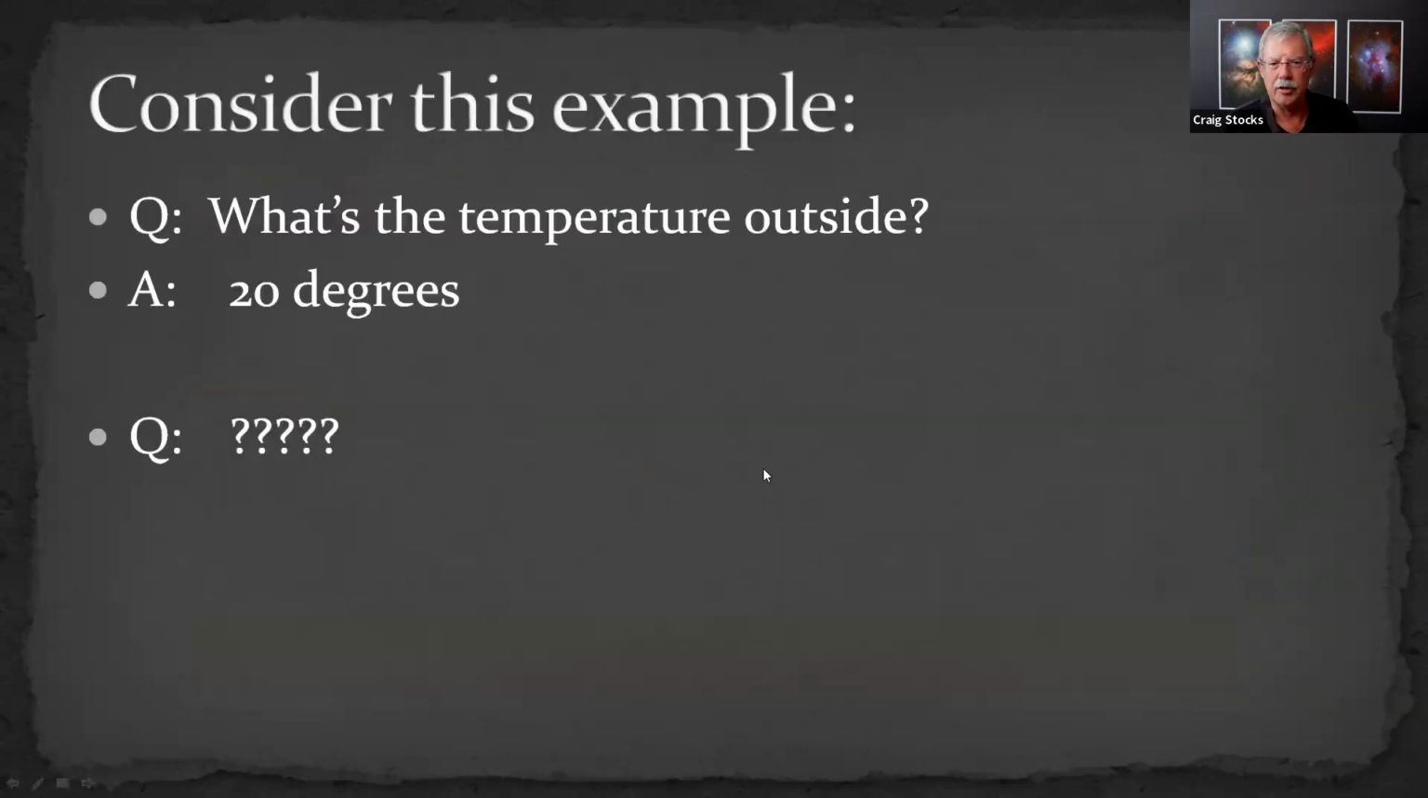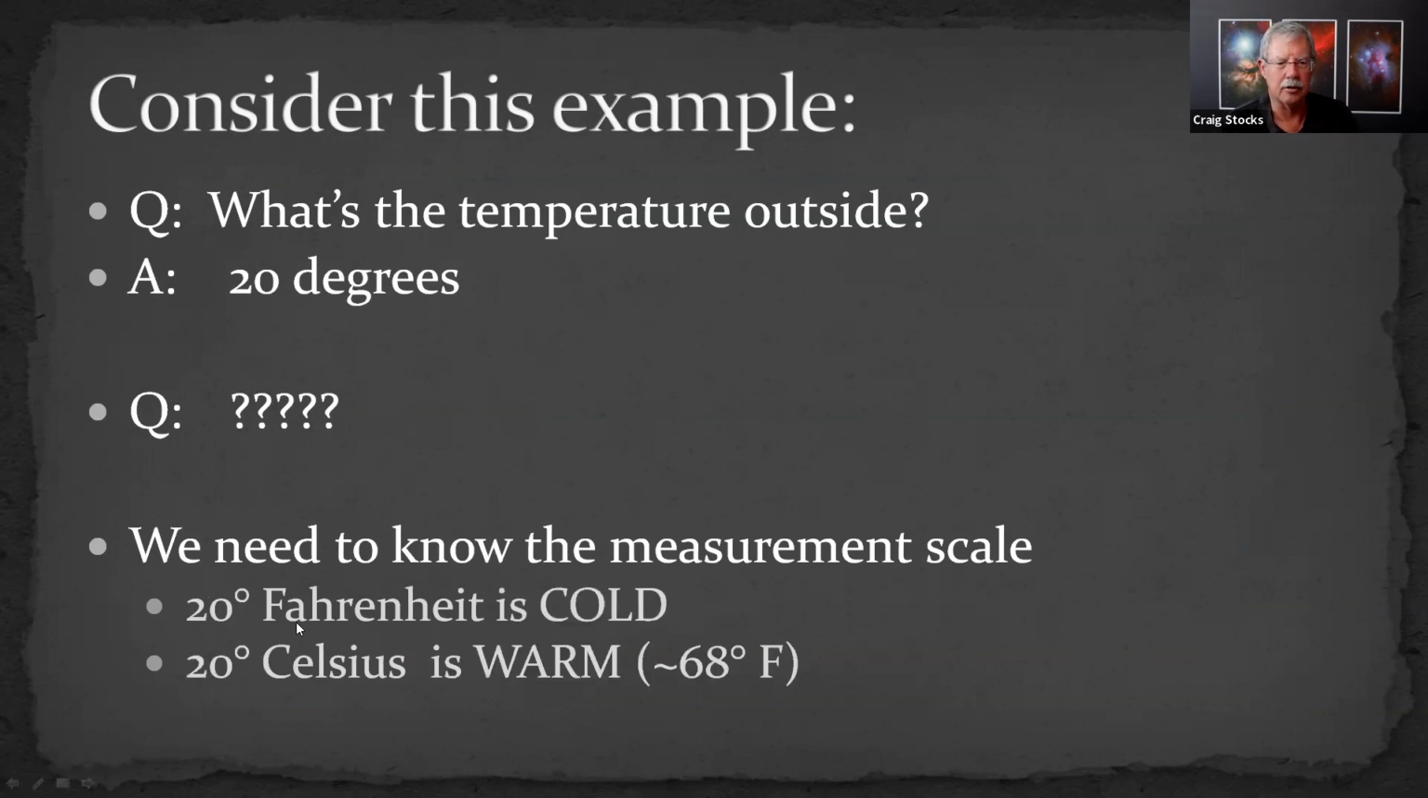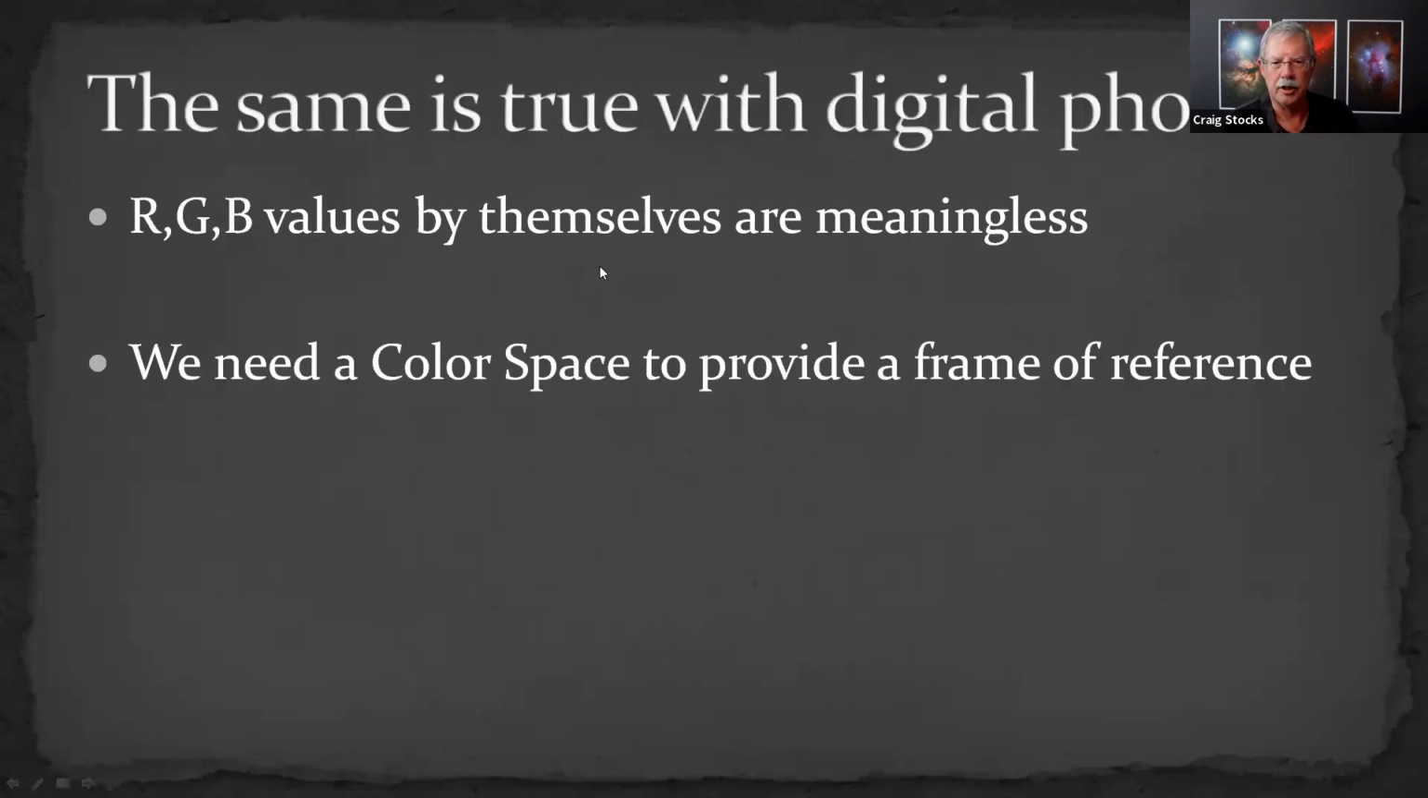It's a little bit like if you ask what's the temperature outside and the answer is 20 degrees, you still don't know whether it's warm or cold, because that could be 20 degrees Fahrenheit or 20 degrees Celsius, and those are very different numbers. Obviously 20 degrees Fahrenheit is much colder than 20 degrees Celsius. But that measurement scale provides a frame of reference so that we can infer meaning into that number of 20 degrees.